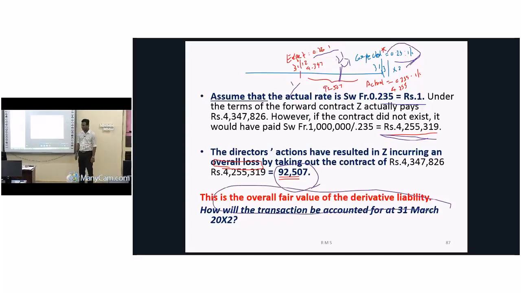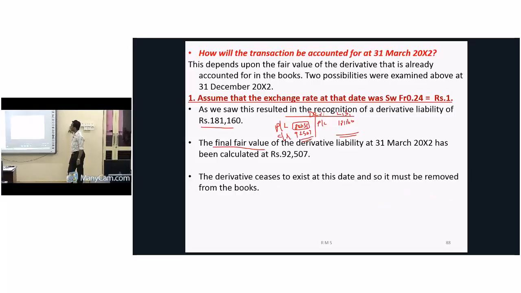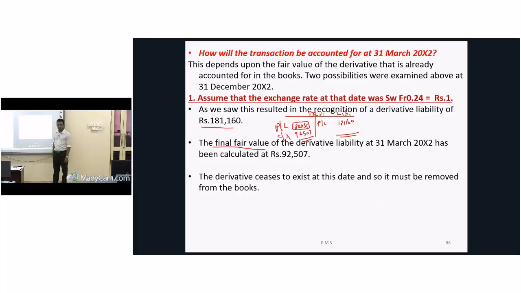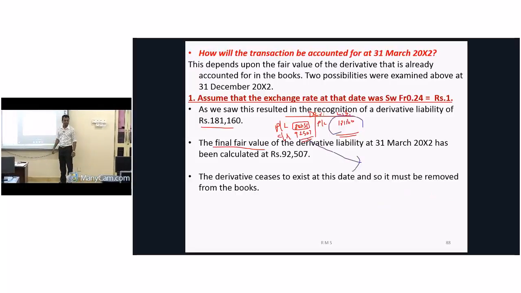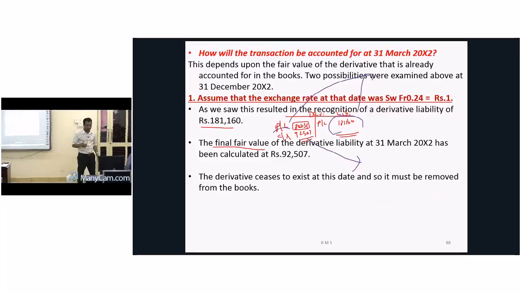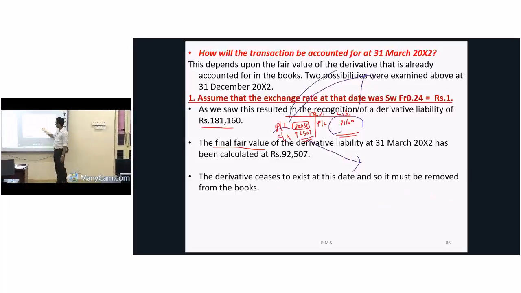on the derivative liability. But how to account for this on this date? Assume that the exchange rate was 0.24 on the balance sheet date. You can remember we took two scenarios, 0.24 and 0.21. If it is 0.24, we recognize the liability: profit and loss account debit, liability account credit, we pass an entry. Then the total overall loss should be 92,507. We had recognized a loss of this much, 88,638, earlier, so it should be reversed to the profit and loss account. It's like over provision, under provision. So then that one should be reversed to the profit and loss account in the second scenario.